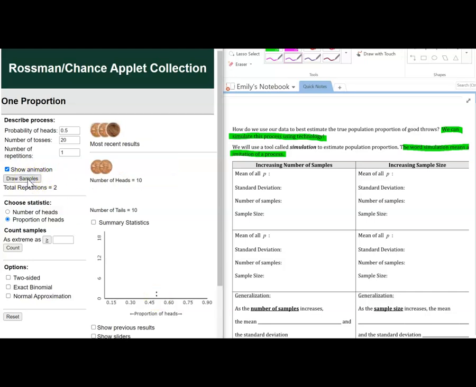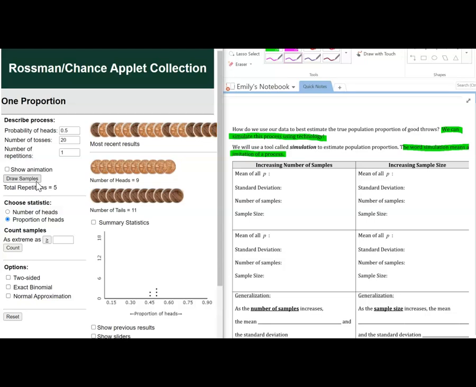And then I could draw samples again. That would give me another dot. Looks like another 0.5. It's kind of freaky. I'm going to turn off this animation. Give it a chance to catch up. It's a little bit laggy with the animation turned on. But you'll see that I start to get some variability there.